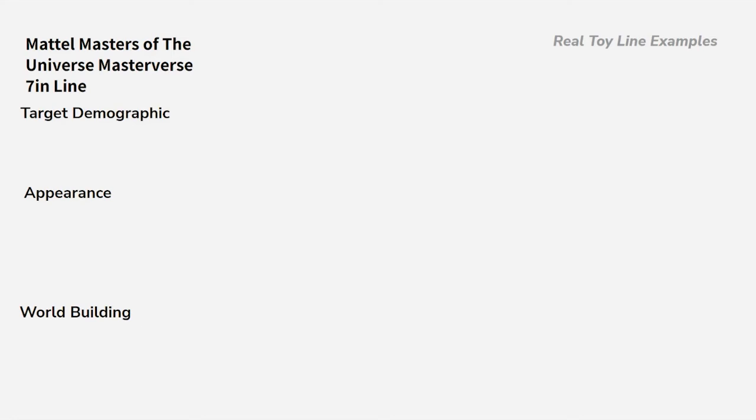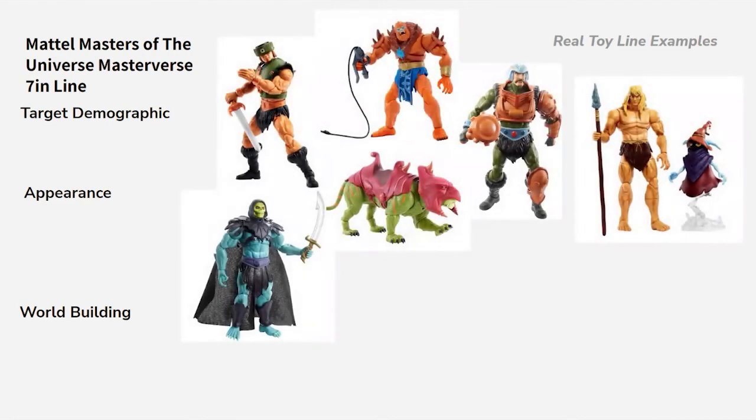We've got Mattel, Masters of the Universe, Masterverse, 7-inch toy line. Here are some pictures. Okay. Our target demographic is adult collectors. That's not to say kids can't buy this. It simply means that toy manufacturers and toy creators are specifically making these for what adult collectors want, if that makes any sense.